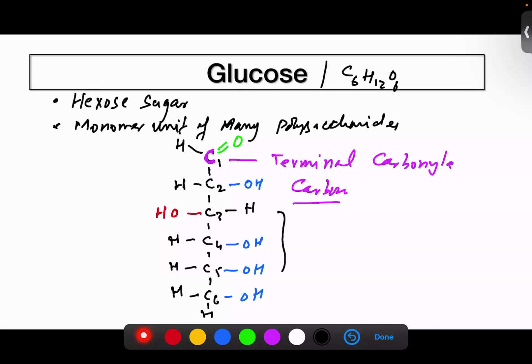There are two types. When we dissolve this glucose in water, it takes a ring shape, and there are two types of glucose. One is alpha glucose and the other is beta glucose. Let's see the structure of alpha glucose and beta glucose one by one.